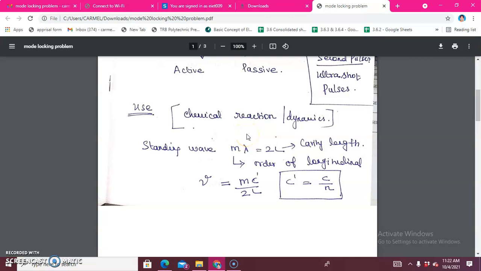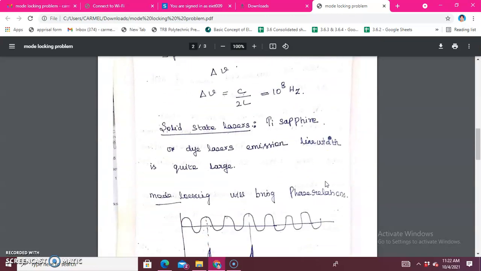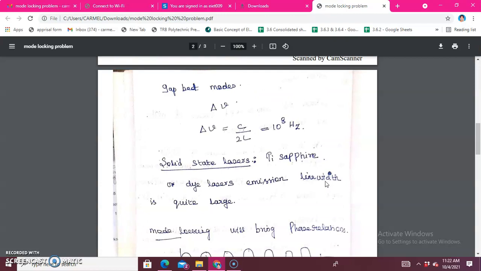One more thing we should know is the logic behind the standing wave nature. The standing wave condition is m lambda equals 2L, where m is the order of the longitudinal mode and L is the cavity length. I am going to relate this final expression with the frequency: nu equals m c' divided by 2L, where c' is C by n. The gap between the modes is del nu, that is C by 2L, where C is 3 into 10 power 8.